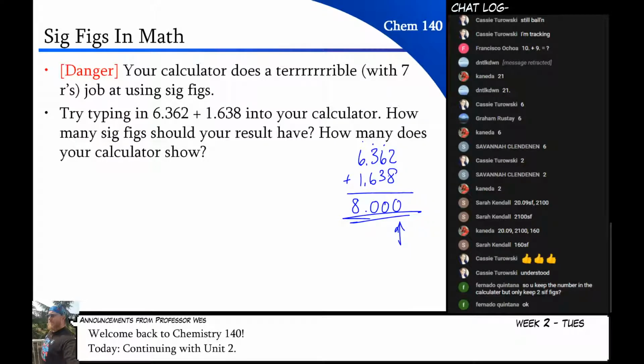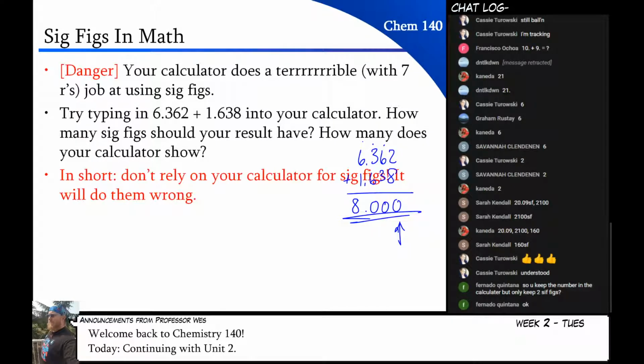So I get to keep all those zeros. So my answer for this addition problem would have 4 sig figs. But your calculator would punch this in and it'd go, hey boss, I got 8. Did I do good? And you'd be like, no, calculator, you did bad. Because your calculator doesn't know what sig figs are. So be careful if you are punching numbers into the calculator, because it will just print out whatever number it has space for, and it'll omit all other zeros.